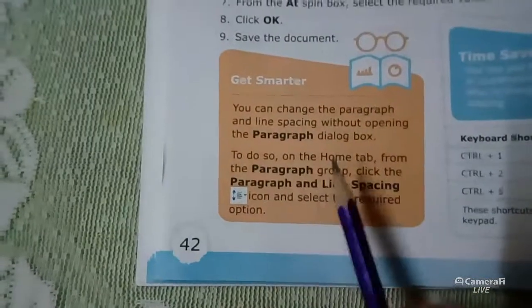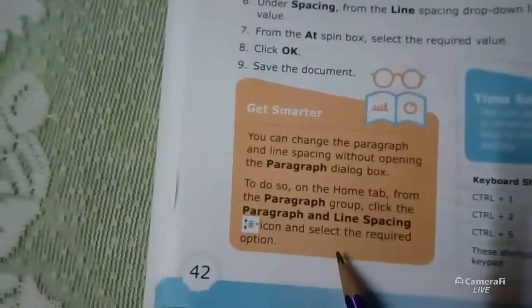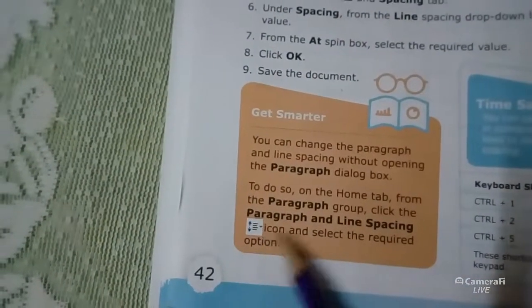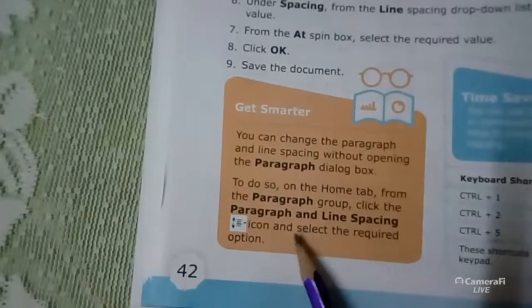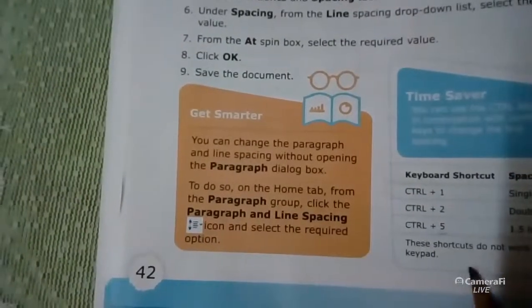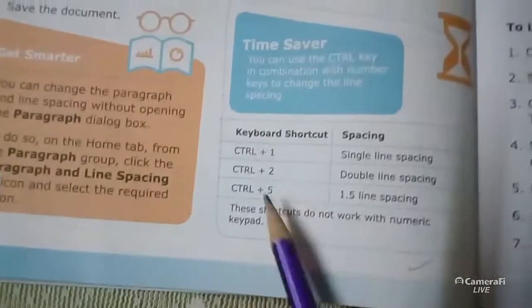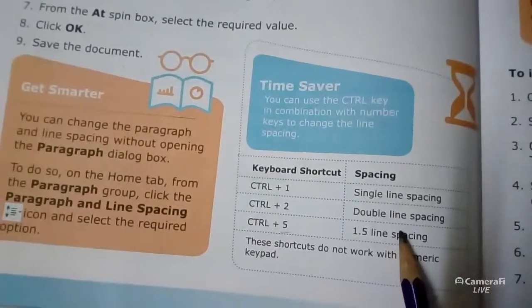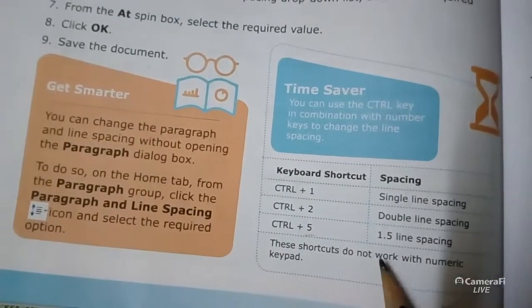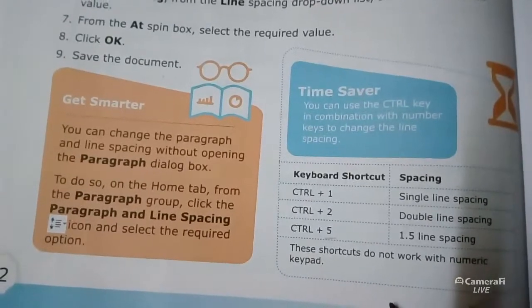Now get smarter. You directly open the tab and you can change the space. Here the keyboard shortcut: Ctrl+1 equal to single line spacing, Ctrl+2 equal to double line spacing, Ctrl+5 equal to 1.5 line spacing. These are the shortcuts.